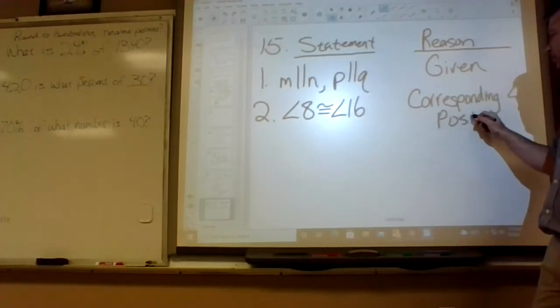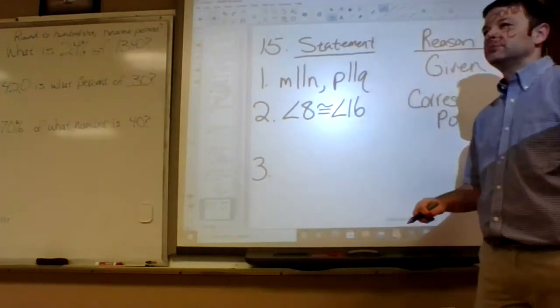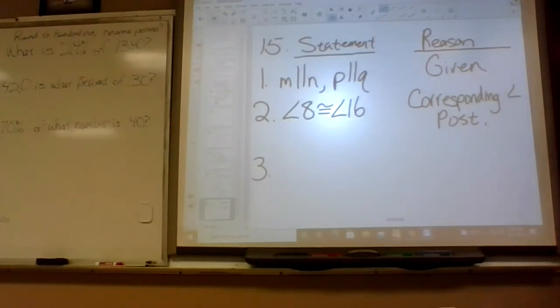I'm gonna use a little bit of shorthand here. Would that also mean that 9 and 13 are congruent? Because that would mean that P and Q are parallel. What is it? Corresponding.